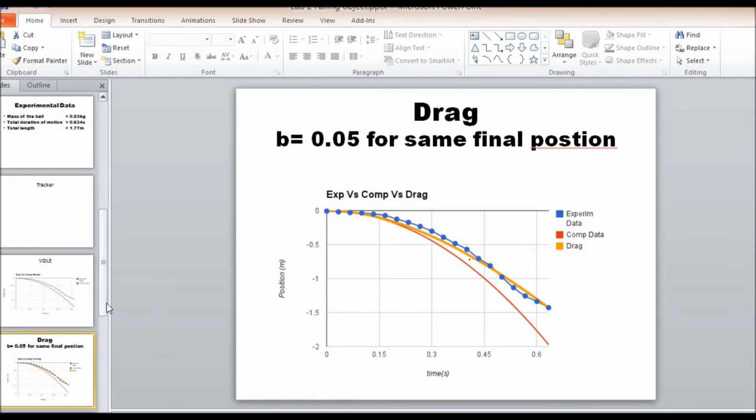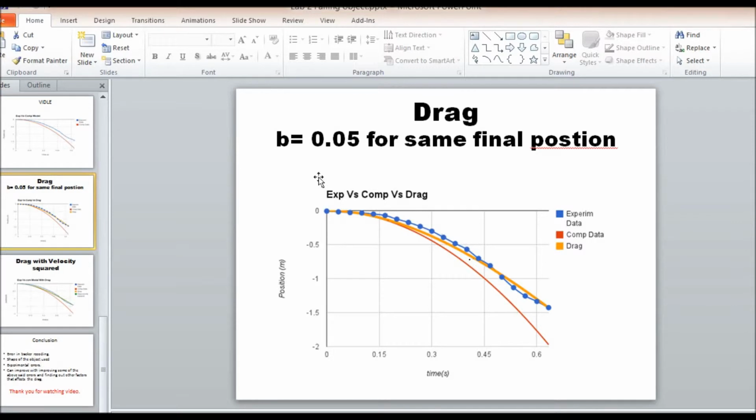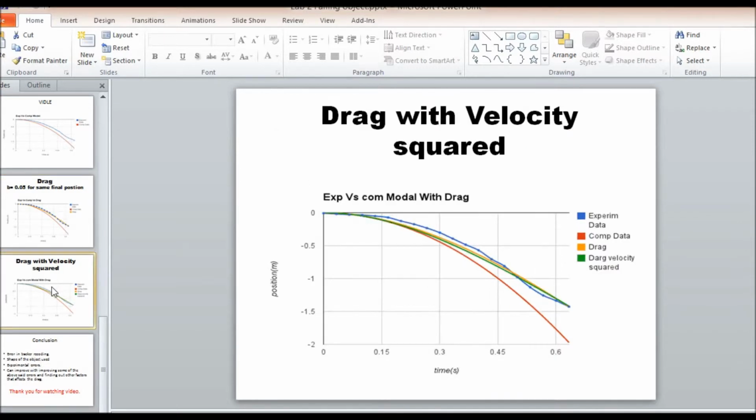So I thought it may be due to the velocity, so I changed the drag force again and I inputted the velocity squared one, for which I'm not pretty sure whether the equation that I use is right or wrong, because I took the equation from the forum that we were using. And as you can see, again, the final position of the experimental data, the drag and also the drag with velocity squared data are the same.